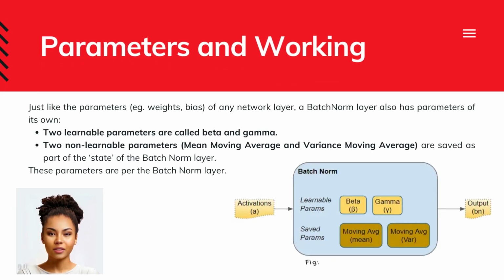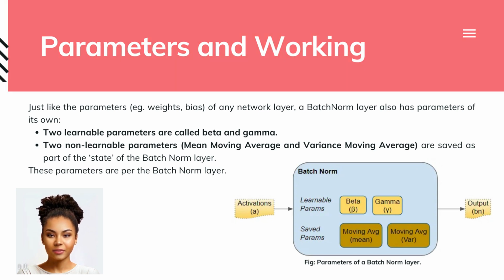Similar to the parameters such as weights and biases found in any network layer, a batch norm layer also features its distinctive set of parameters. Two parameters, beta and gamma, are learnable and can be adjusted during training. Additionally, there are two non-learnable parameters, known as mean moving average and variance moving average. These are retained as integral components of the batch norm layer's state. Importantly, these parameters are specific to each individual batch norm layer.